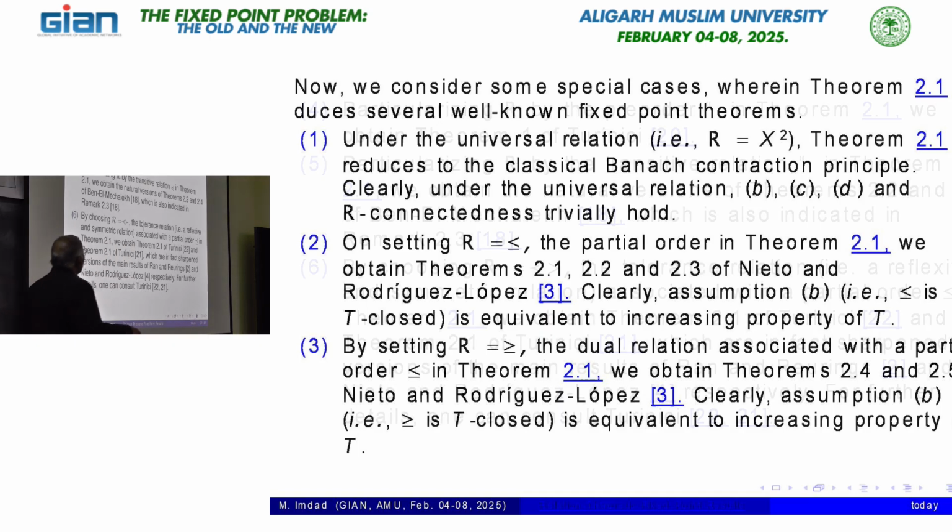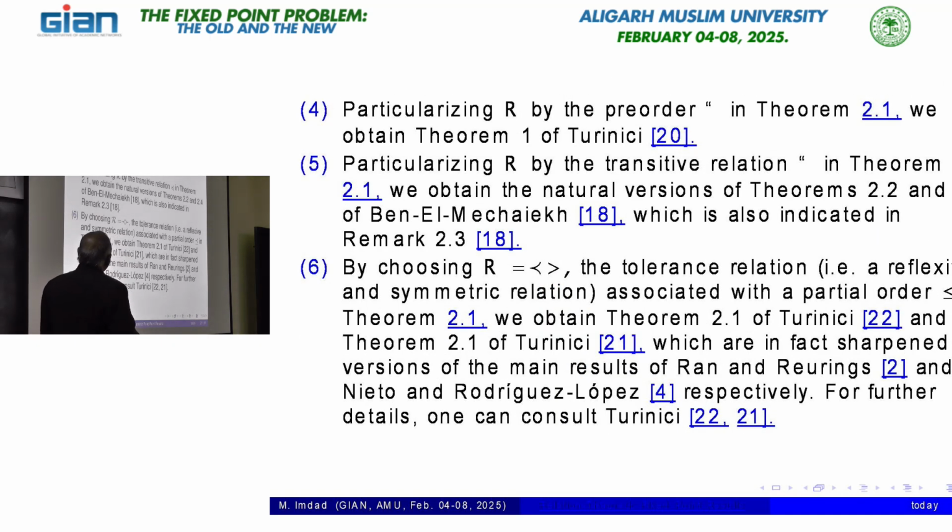Okay, observation 4: particularizing R by a pre-order in theorem 2.1, we obtain theorem 1 of Turinici. Here, with a transitive relation, as I mentioned earlier in the beginning, the motivation for our work was this paper of Hashim bin al Mashayikh, that was 2.2 and 2.4, and we were able to attempt this so as to improve it, taking care of the transitive property.